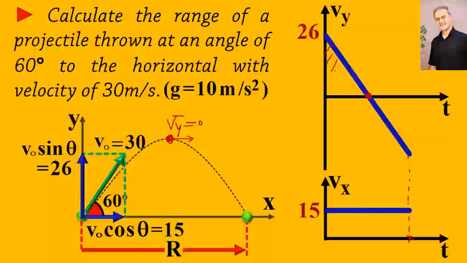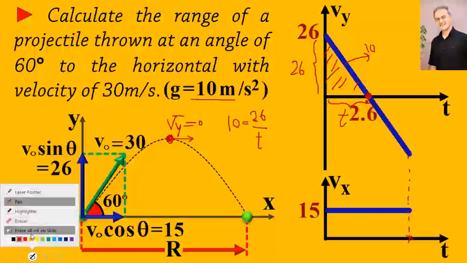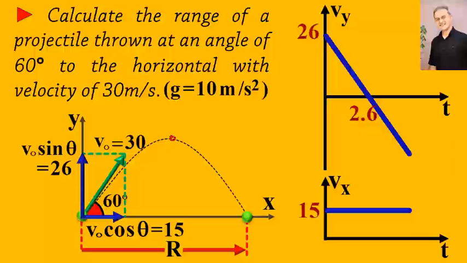Here in this triangle, as you see, the height of the triangle is 26, and the base of this triangle is the time, which is my goal, which is t. Okay, slope of this line is 10. As I told you, this is the acceleration in vertical direction. So slope, which is 10, is height of this triangle, which is 26, over its base, which is t. And so rearranging this equation will give you t equals 2.6 seconds. This is the time at which the object will reach the top.